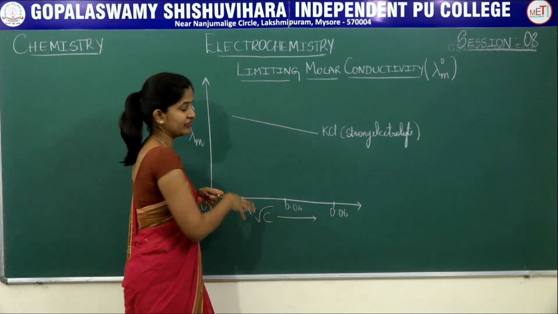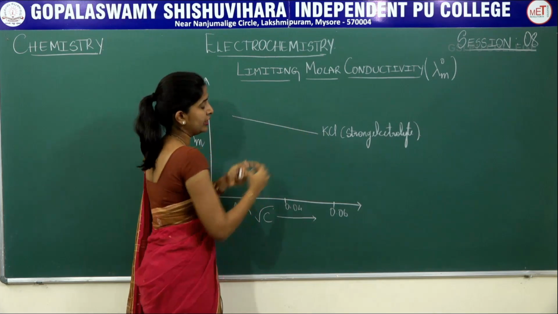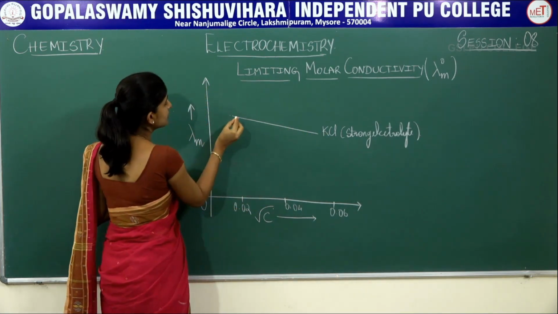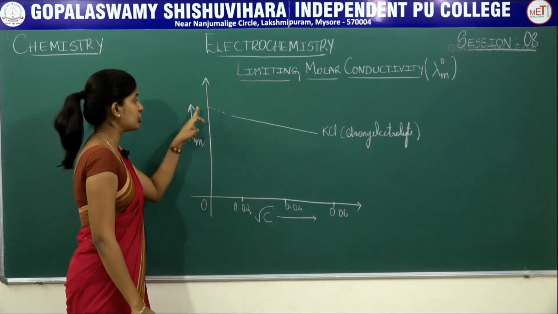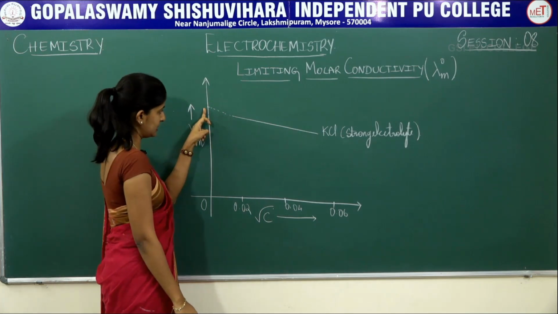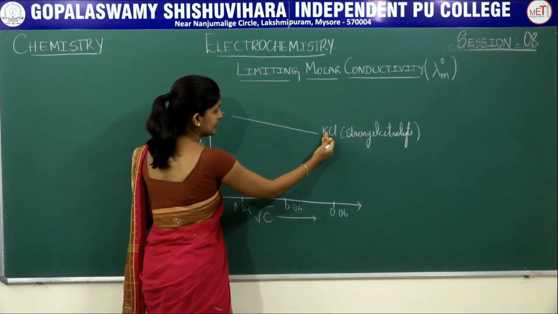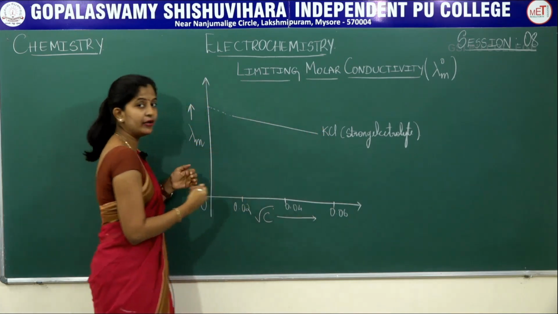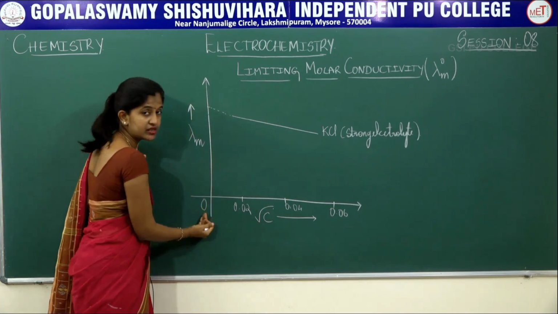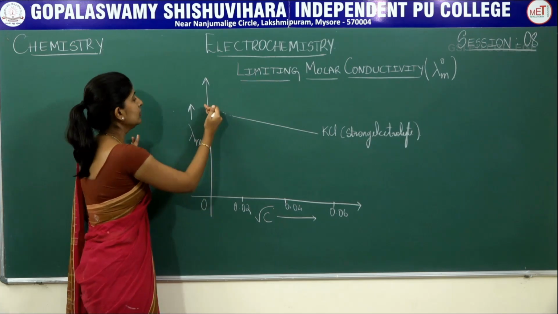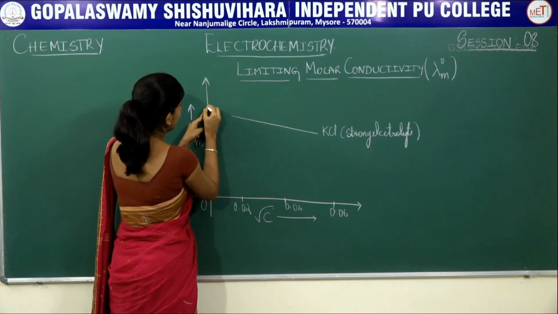The graph is a straight line wherein there is not much slope. For this graph, the KCl strong electrolyte graph, if I extrapolate it like this and join it to the y-axis, that is, you are diluting the solution more and more, that is KCl, the dilution starts here, you are diluting more and more such that the concentration is 0. You can observe here the concentration is 0.